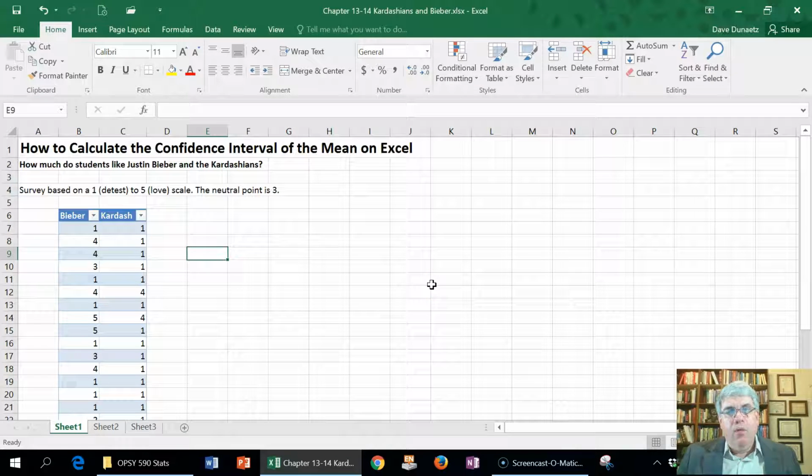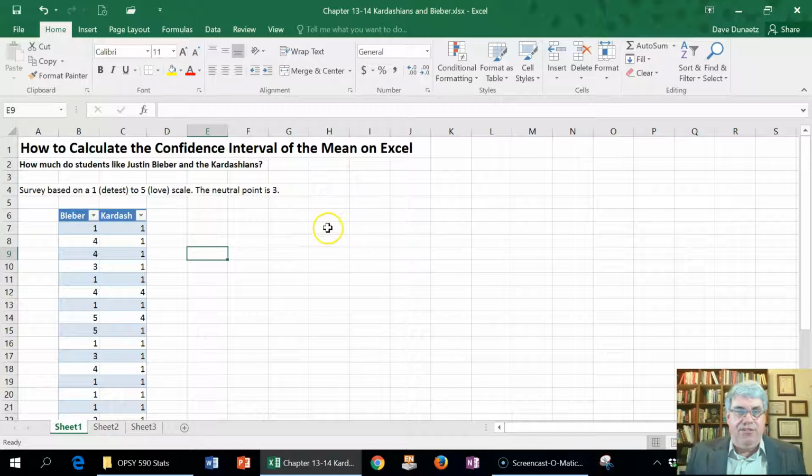In this example, we're going to calculate the 95% confidence interval of the mean on Excel. So the question that we're looking at is, how much do students like Justin Bieber and the Kardashians, or specifically, how much do students at the university where I teach like Justin Bieber and the Kardashians, or even more specifically, the grad students in the program that I teach in?